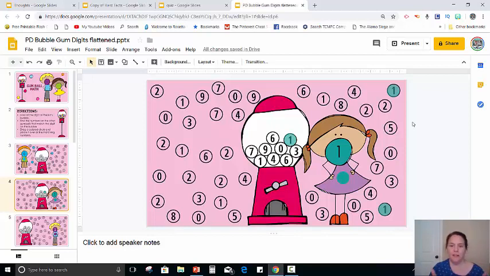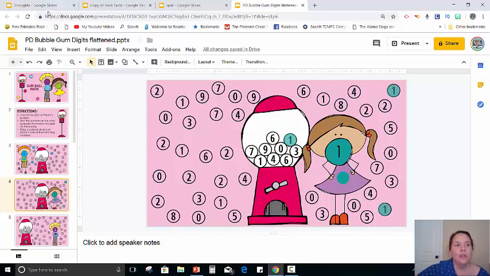Maybe you had something like this that you laminated and students colored in all the ones with a dry erase marker, or maybe it's something similar to a worksheet that you've had where kids use a bingo marker and dab all of the ones. So I've seen this same type of activity in different formats. So what we're going to do is talk about this format using this digital learning.